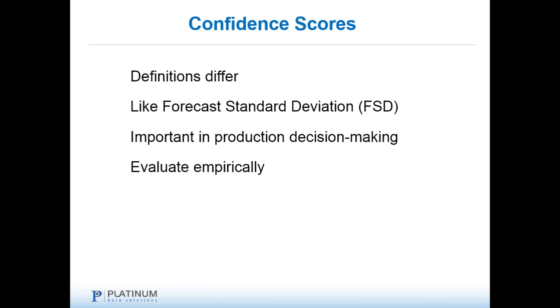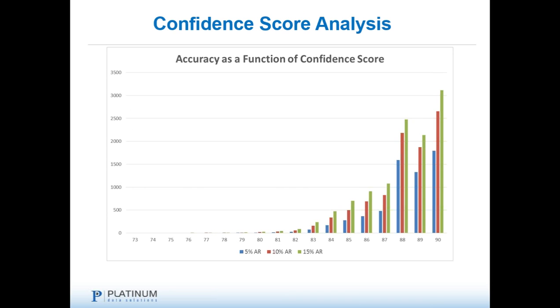So the bottom line is that when you're looking at confidence scores, like the models themselves, we need to evaluate them empirically. We need to do some analysis to determine what relationships exist between the confidence scores and the model's accuracy. And to that point, I put together a chart here that demonstrates the relationship between the confidence score and, in this case, 3 different measures of accuracy.